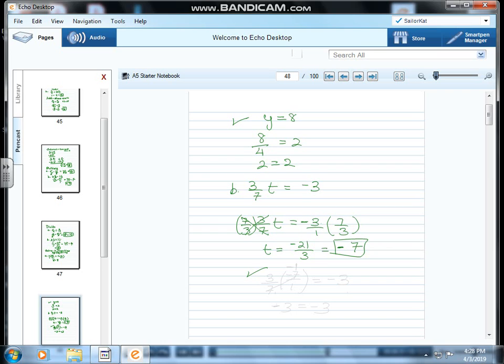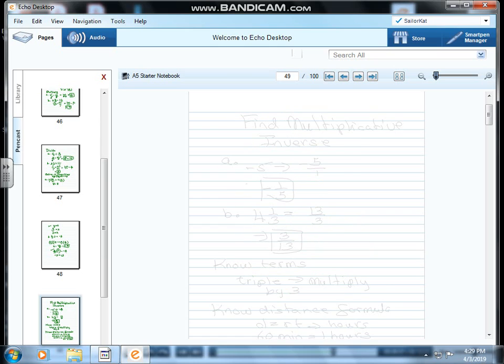Now you still need to check, so we'll plug in -7 for t. Remember that any integer is over 1, and I'm going to see if this is equal to -3. I can cross cancel, but I've got to remember that -1. 3 times -1 is -3. 1 times 1 is 1, and we have correctly answered this problem.